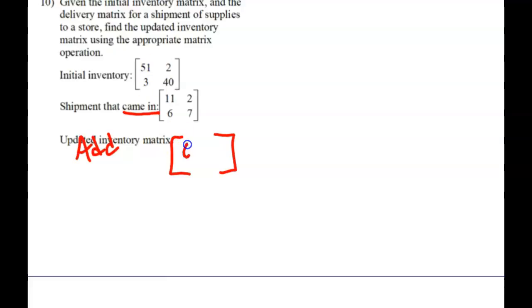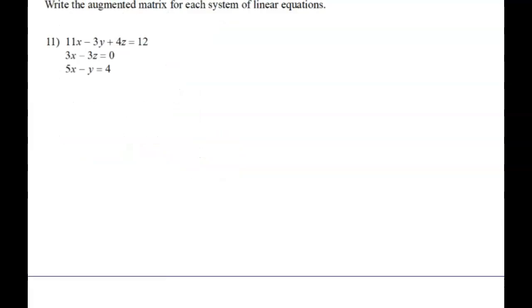So 51 and 11 is 62. 2 plus 2 is 4. 3 plus 6 is 9. And 40 plus 7 is 40. Did I do it right, guys? Did I make any mistakes on either one of them? The good news is, generally, if you're talking inventory, you don't have negative numbers, right? So that won't mess us up, hopefully, unless I mess something up writing the question.